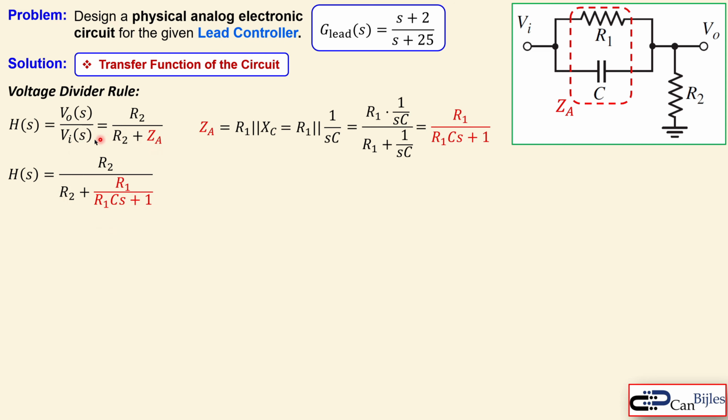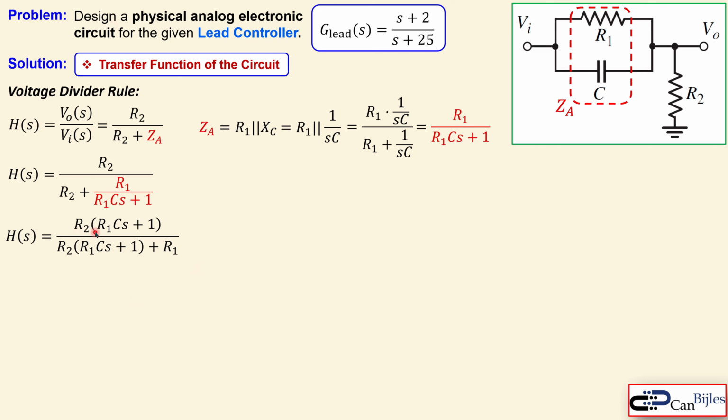We can simplify this expression further by getting rid of this fraction. In order to do that, I need to multiply the numerator and the denominator by R1CS plus 1. That's the next step. So you can see that you will leave only R1 here, this R2 will be multiplied by that coefficient, and this R2 also the same thing.